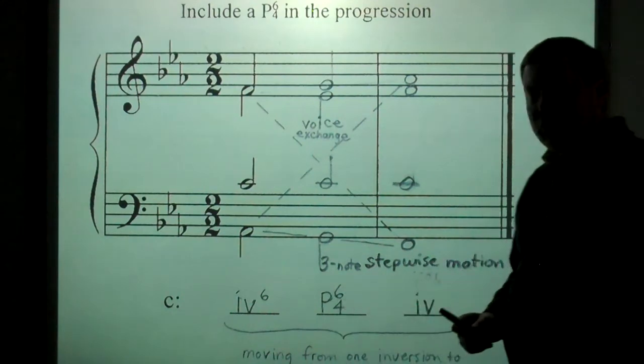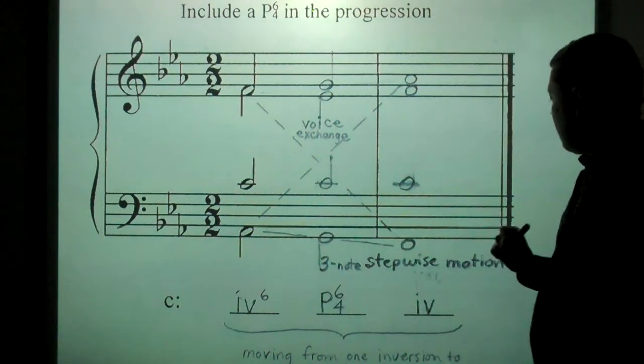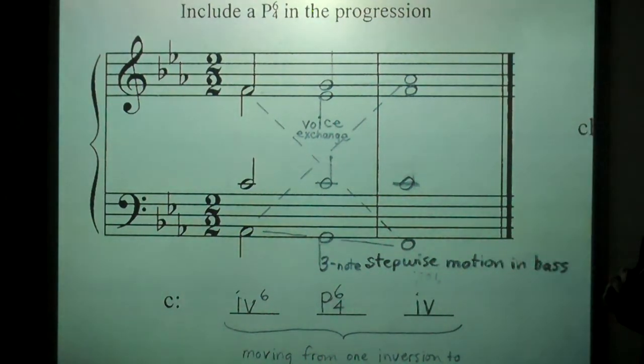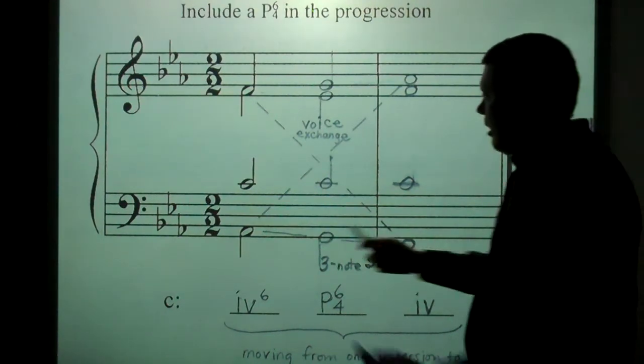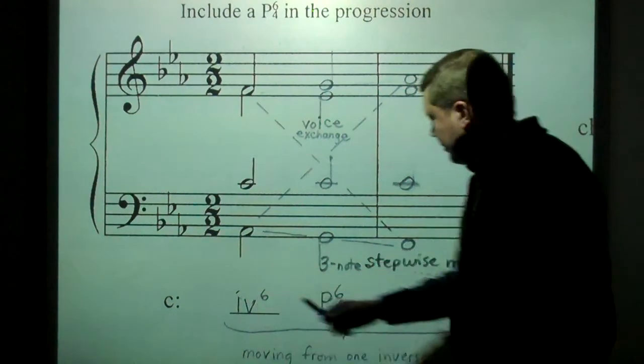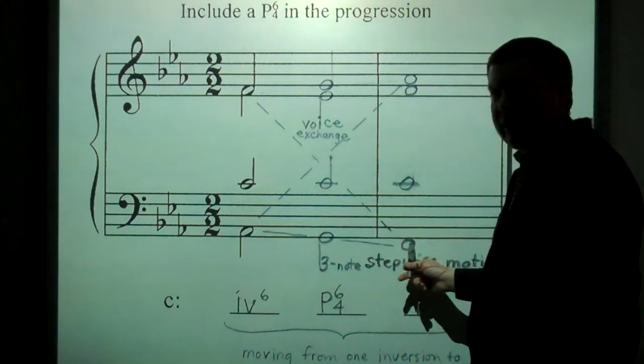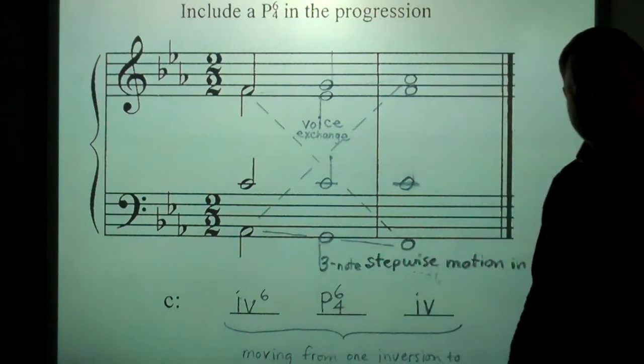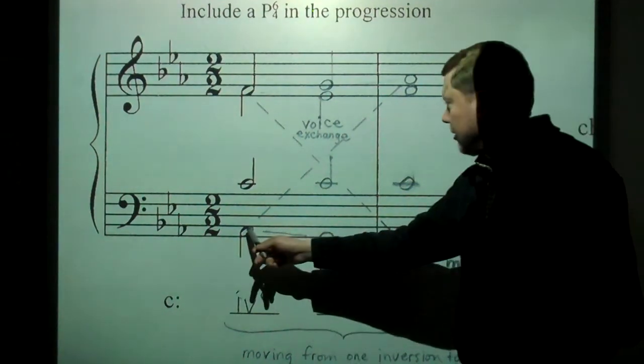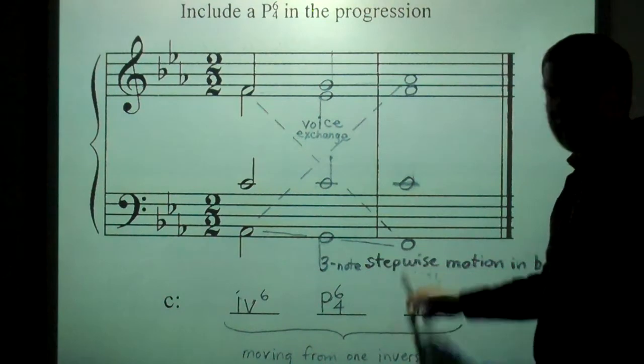A passing 6/4 chord always needs 3 note stepwise motion in the bass. So if I'm going to go from a first inversion 4 to a root position 4, I need to go from A flat down to F, and the G fits right in between. Here's my 3 note stepwise motion: A flat, G, F.